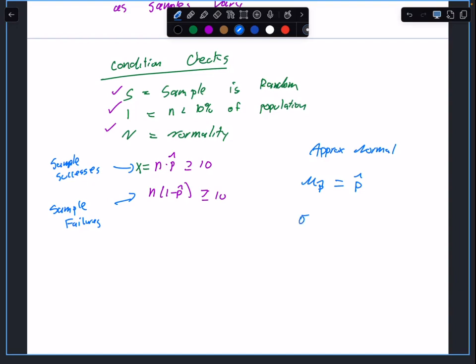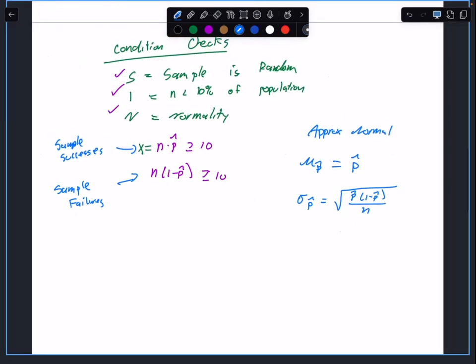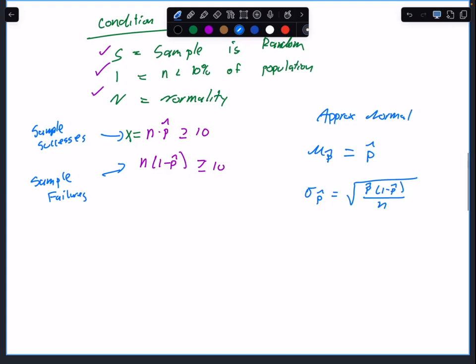And for the standard deviation, we're going to use the square root of P hat (1 minus P hat) over N. Now notice a slight little difference. I'm not using P, I'm using P hat because we don't know what P is. But there's something also to note: this is actually called the standard error, because it is not the standard deviation. The standard deviation is from the population. Because we're estimating what it is, we call this the standard error and not the standard deviation.